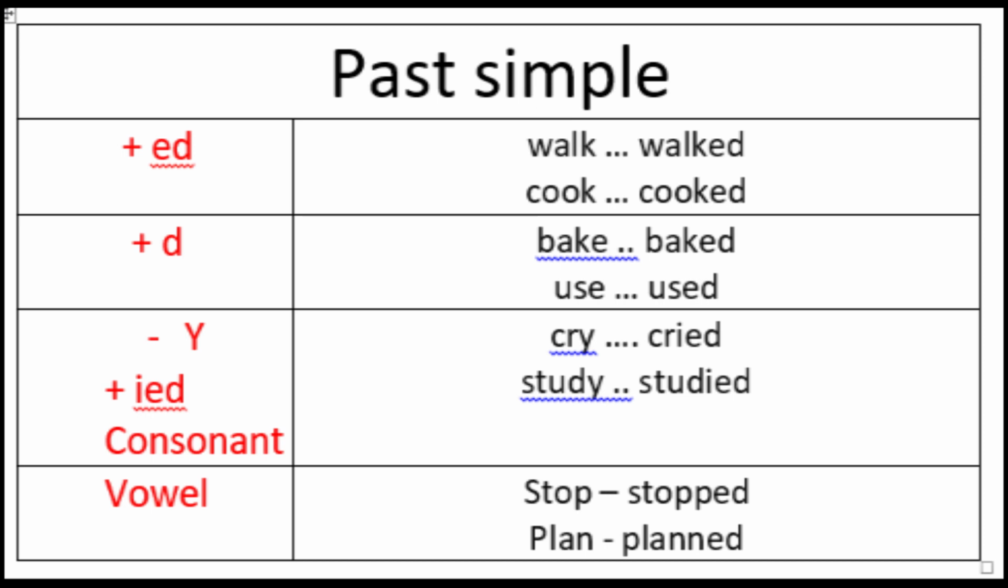Next, sometimes we will double the last letter, then we add ed, like stop, stopped. We will double the p. Then plan, planned. We are going to double the n because in these words we have a vowel letter before it.